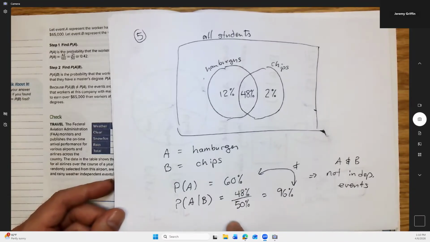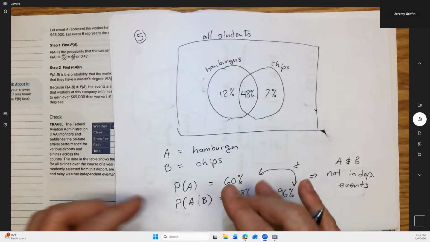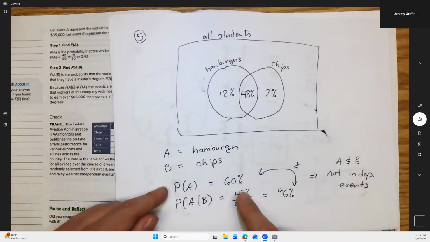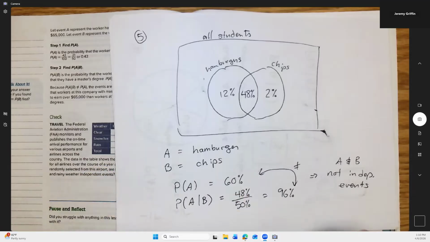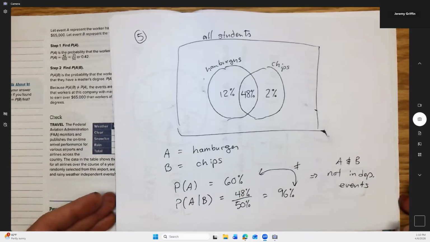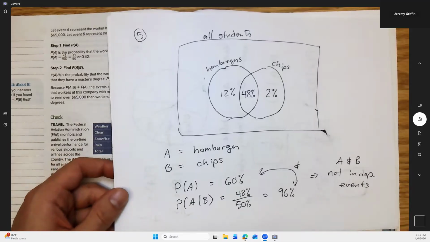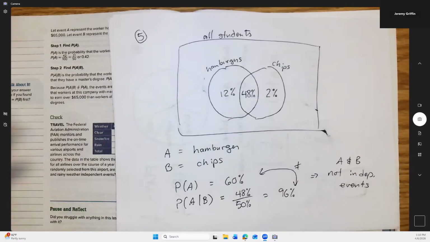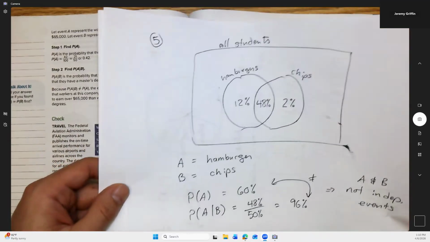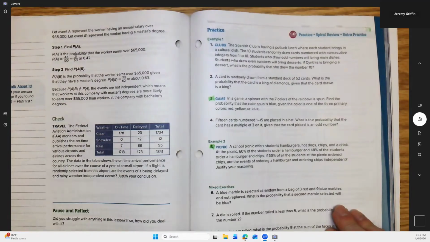But if I look at all the students at this picnic, the probability that you have a hamburger in general is a little over half. It's about 60%. These are not the same number. They're not anywhere close. So these are not independent events. And I could go the other way too. I could go with chips given that you got a hamburger, and they would also not be equal. Right, so pretty good there.